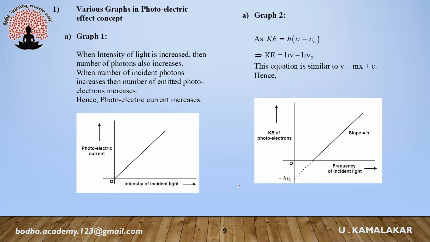Second graph. As kinetic energy is equal to h into (nu minus nu naught), this can also be expressed as K is equal to h nu minus h nu naught. This equation is similar to y is equal to mx plus c. Hence, the equation represents a straight line as shown in figure.